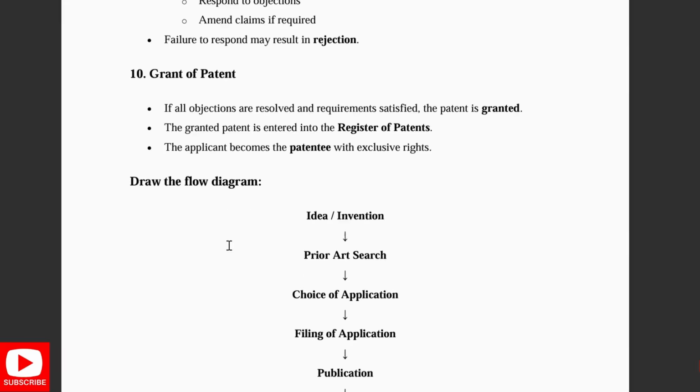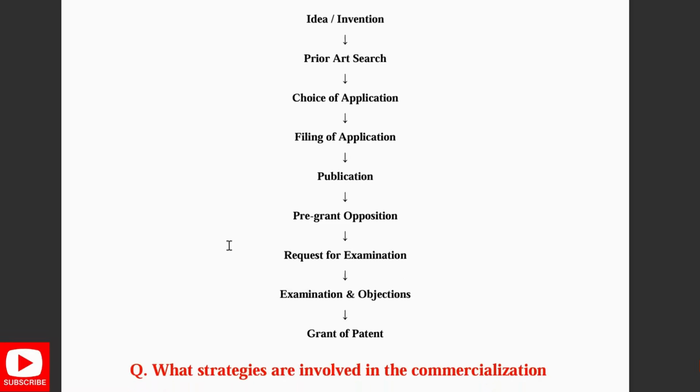So you can draw the flow diagram like this: idea or invention, prior art of search, then comes choice of the application, filing the application, then publication, pre-grant opposition, request for the examination, examination and objections, then comes the grant of patent. So these are all the steps that are involved in the complete process.